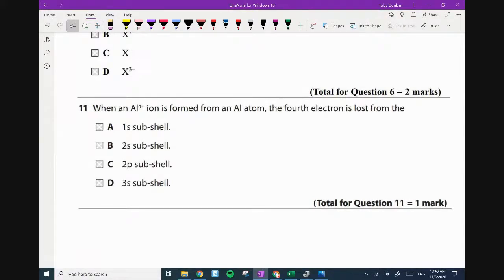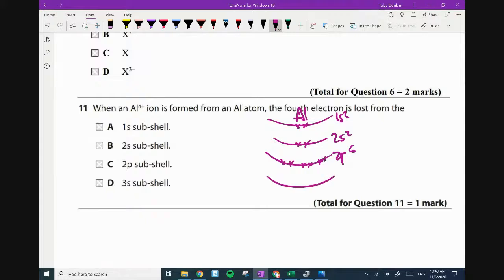When aluminium 4+ ion is formed, the fourth electron is lost from where? Okay, let's run it again. Aluminium: 1s2, 2s2, 2p6. I quite like these diagrams. I'm going to go aluminium as an entirety, by the way. 3s2, 3p1. Right, we're going to remove the first.